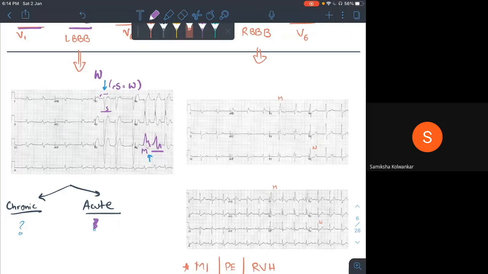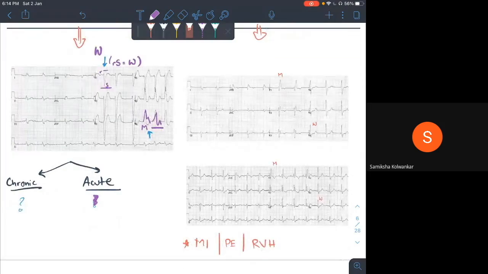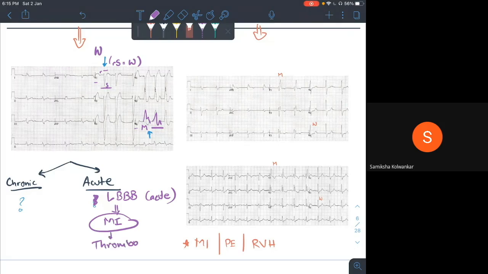You ask somebody to take an ECG, and you look at the ECG and you see that there's an increased QRS complex. It's greater than three small blocks. Then you look at V6, it seems to be an M. And then you look at V1, it seems to have a small r S pattern, which is equivalent to a W. So then you know that this is a left bundle branch block in an acute setting, and therefore this is diagnostic of MI. You need to immediately thrombolyse, right?